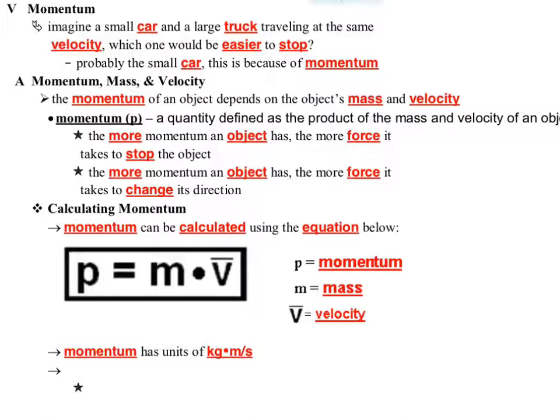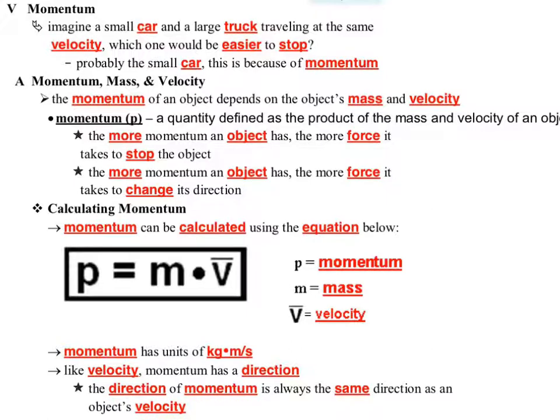So like velocity, what does momentum have? Like velocity, momentum has direction. So what can we say about the direction of momentum related to an object's velocity? Well, the direction of an object's momentum will always be the same direction as the object's velocity. So if an object has velocity, it will have some kind of momentum because it's going to have mass and velocity. Mass times velocity will give you momentum. And the momentum will be in the same direction as that object's velocity.